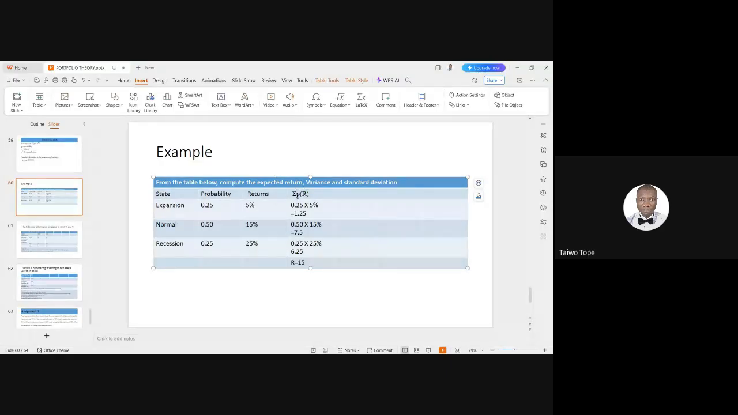From your expected return, you can move to what? To variance. Now, how will you move to your variance? We said variance is what? Variance is deviation from average. Now, if this is your average, this is your return. The relationship between 5% and 15% will be what?